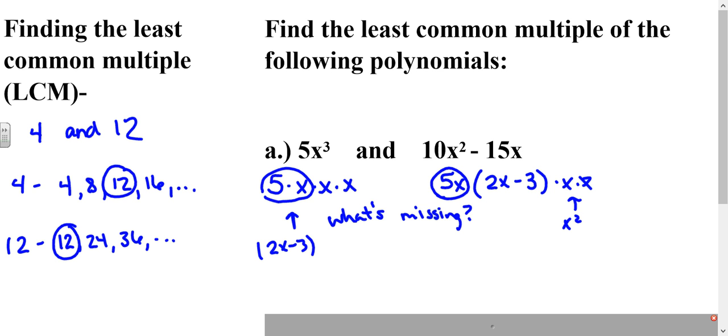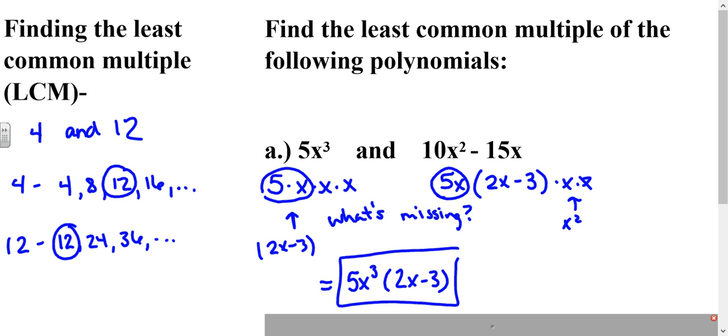If I bring all the parts together, I would have 5x, because that's what they both have, and then I would need to add on an x squared and a 2x minus 3. So they would both end up having 5x cubed altogether, 5 times x times x times x, and 2x minus 3. And that would be the least common multiple. If I took all the parts from both things and combined them all together, that makes up the least common multiple. So let's try another one.